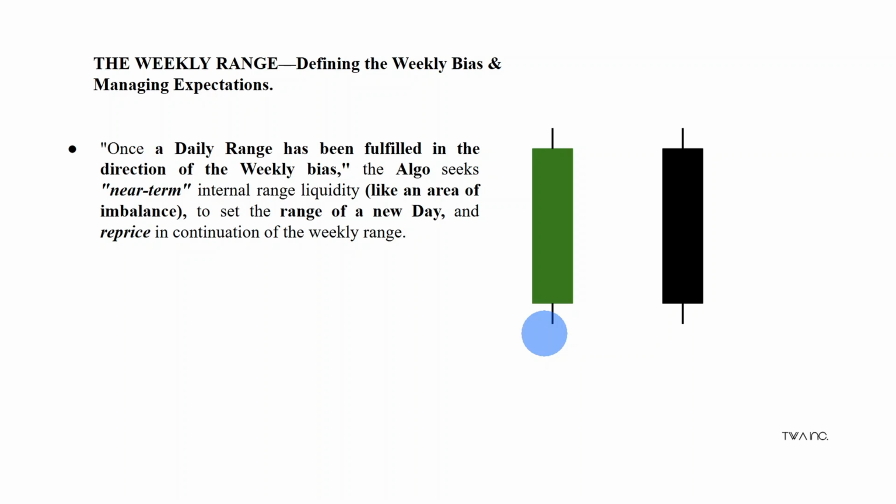How are subsequent days going to trade until the market hits its near-term target, or its target? That's what this is talking about. I'm talking about how once the daily range has been fulfilled in the direction of the weekly bias, it could happen on a Tuesday, it could happen on Wednesday. Now, for the next day, the algo seeks a near-term internal range.